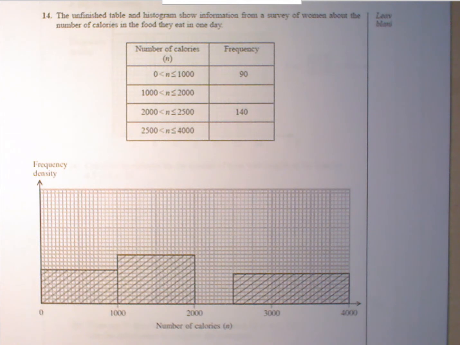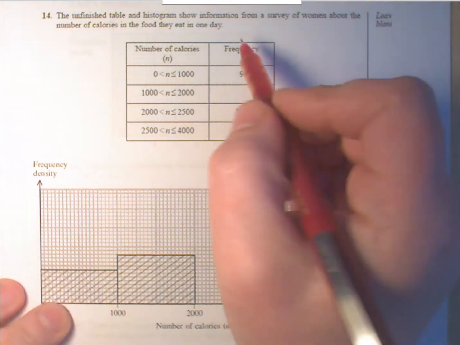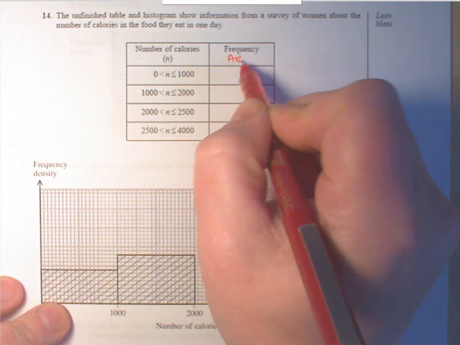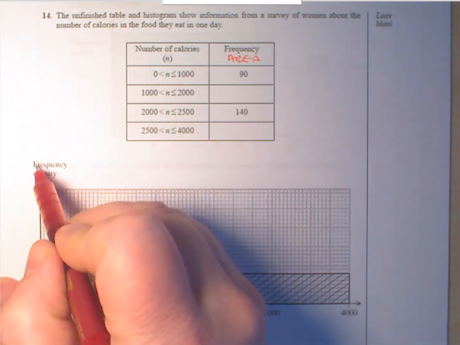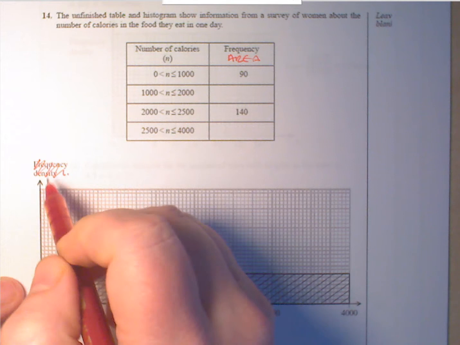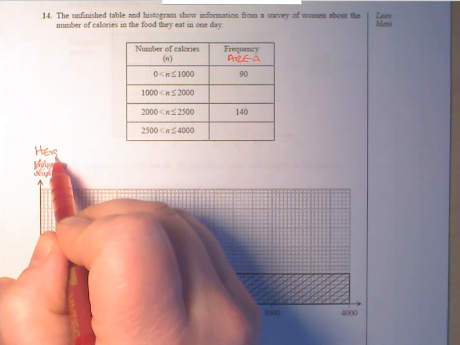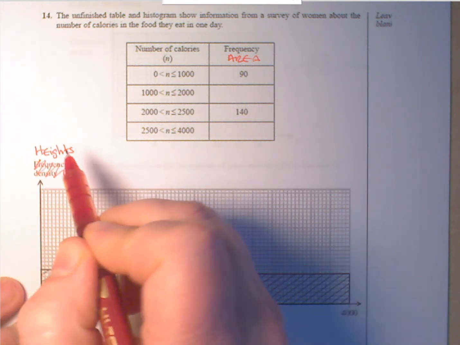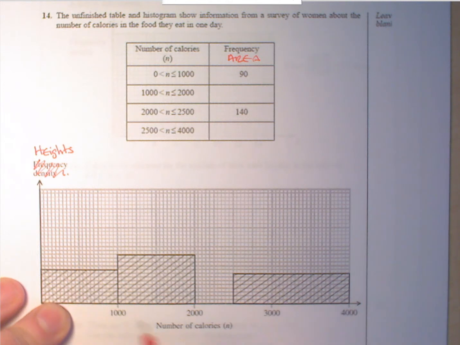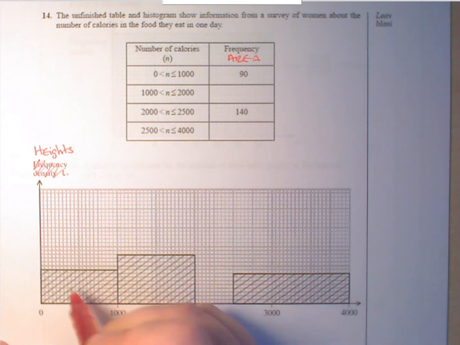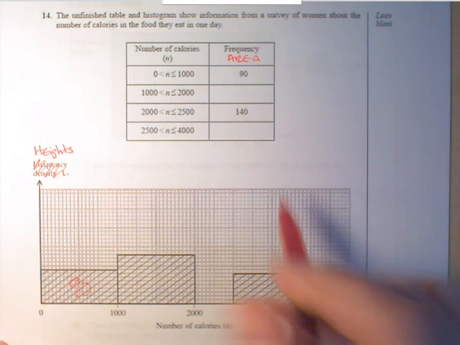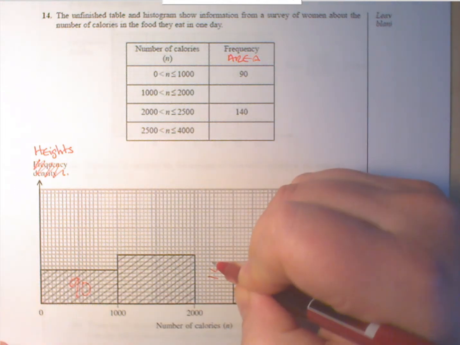Okay, and what we're going to do now is some histograms questions, and probably the most useful thing you can do here is, underneath where it says frequency, just put the word area and scribble out this one and change that to heights. Because the key thing about histograms is it's not the height that gives you the quantity, it's the area. And so this area is supposed to represent 90. And in this third block here, somehow we've got to get 140 in there.